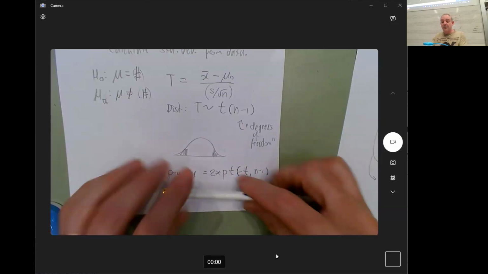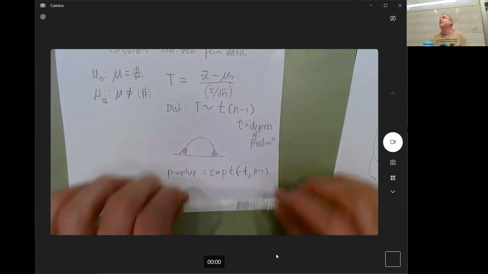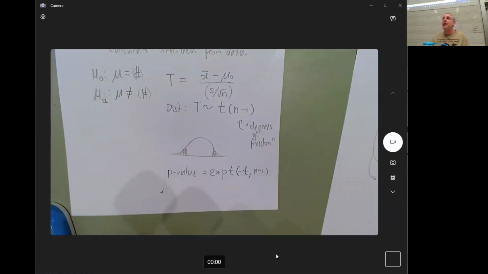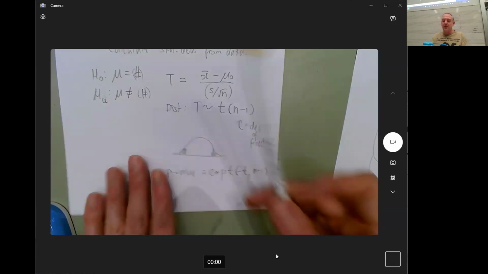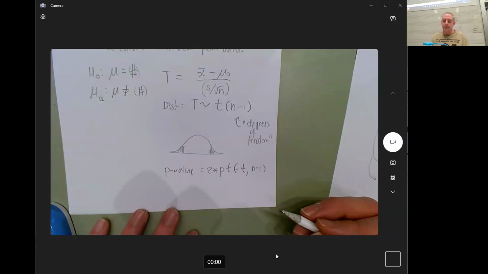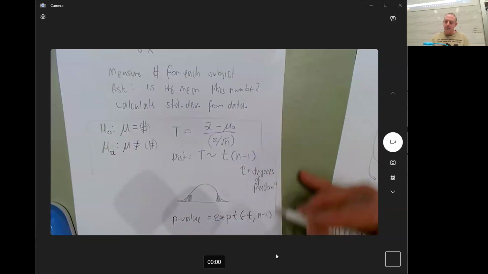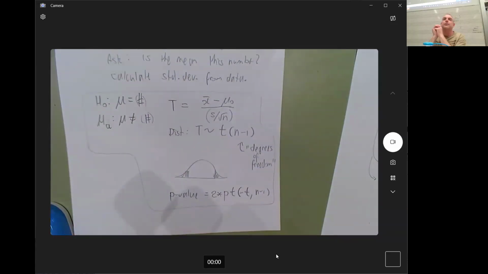So once you get past this bit, it's always the same. The whole point of hypothesis testing is to get to the p-value and then always make the same decision once you get there. That bit after this, it's always the same. But this is the idea of how it works.